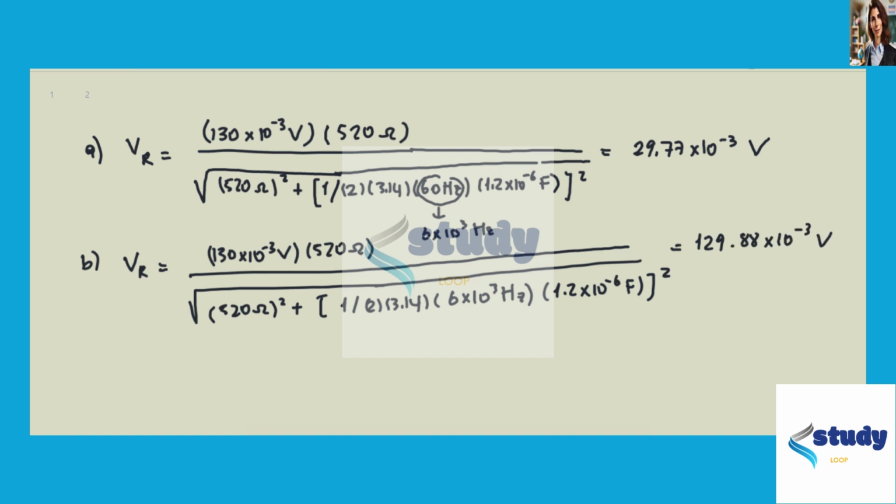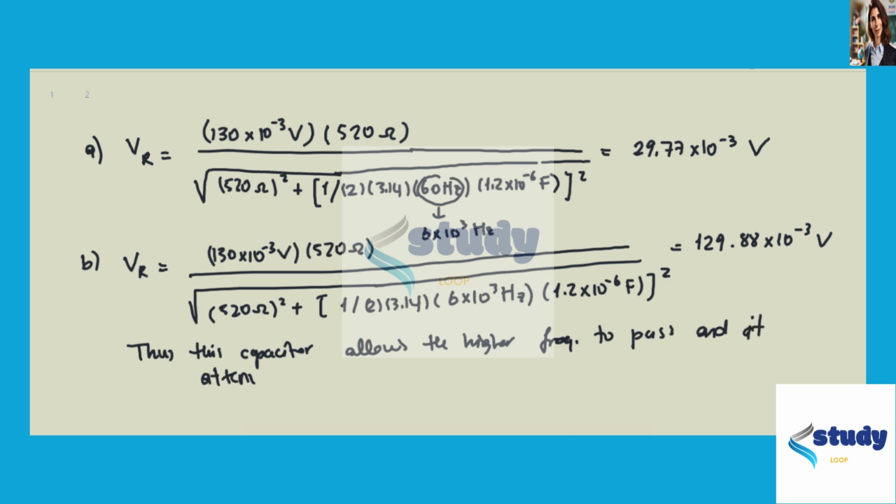As you can see, when the frequency is greater, this capacitor allows the higher frequency to pass, and it attenuates the lower frequency, which in our case was 60 hertz.